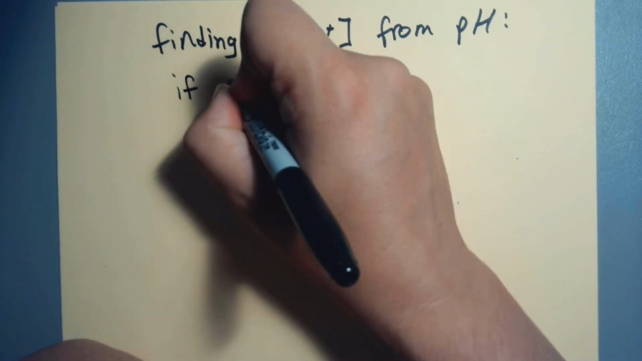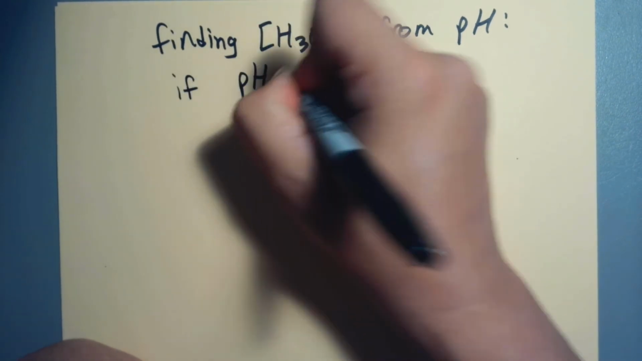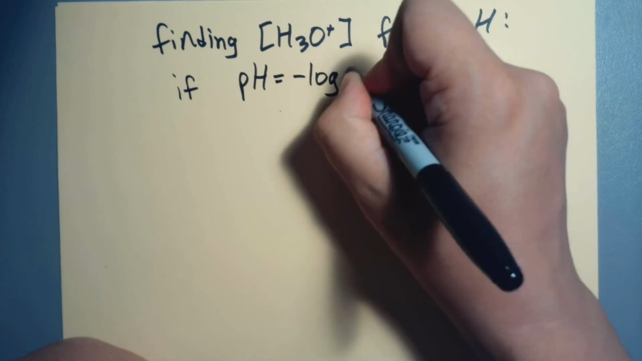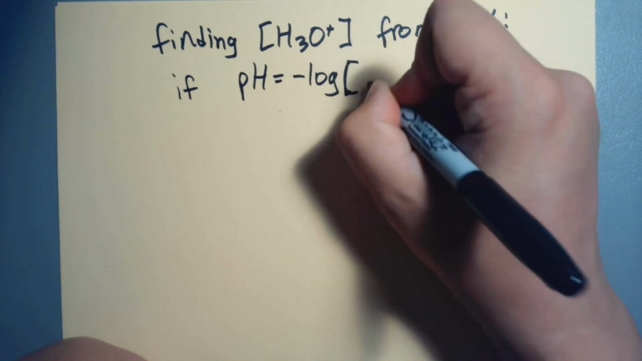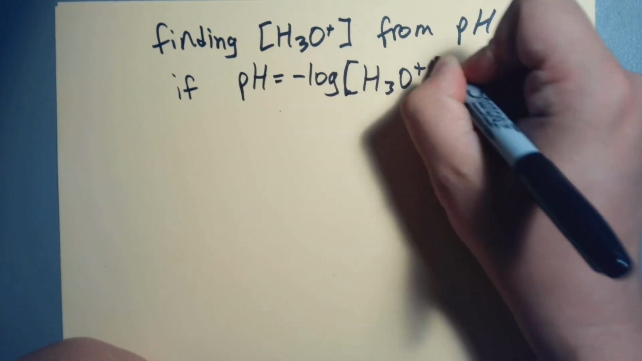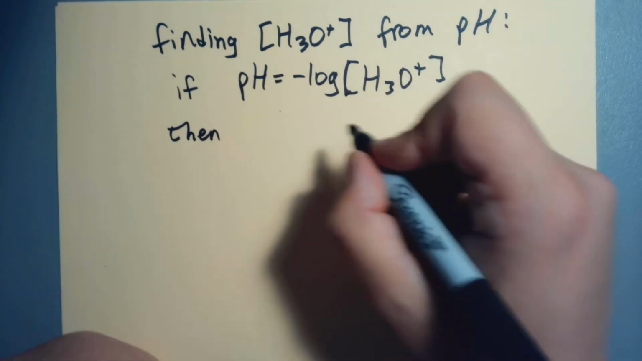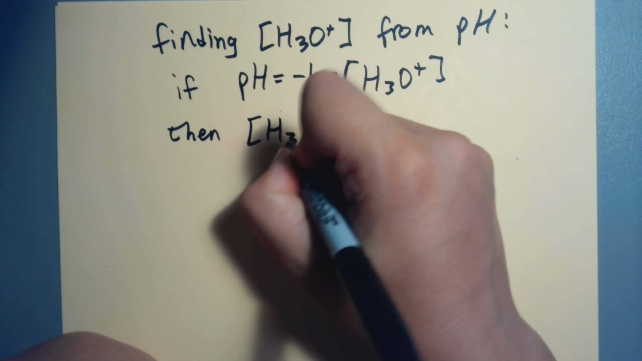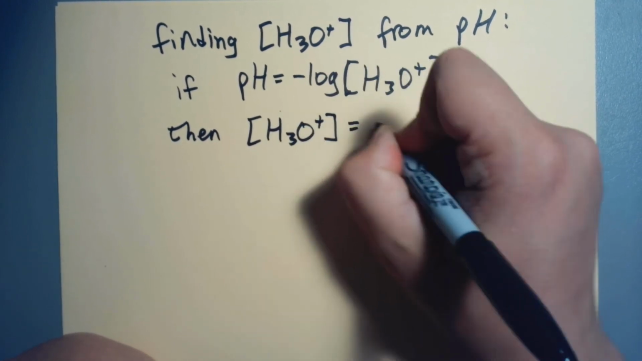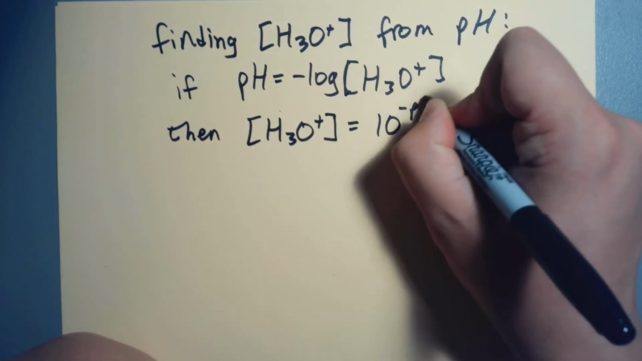And so if pH equals negative log base 10 of the concentration of H3O plus, then we're not going to do a whole derivation. We'll just say the concentration of H3O plus equals 10 to the power of the negative pH.